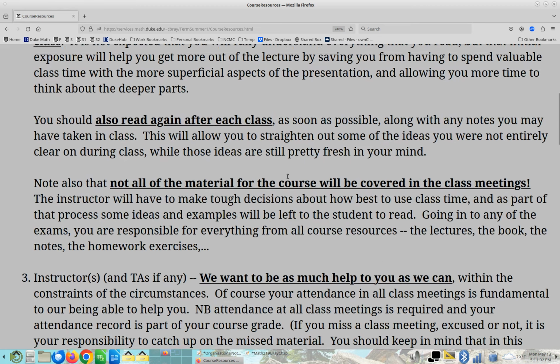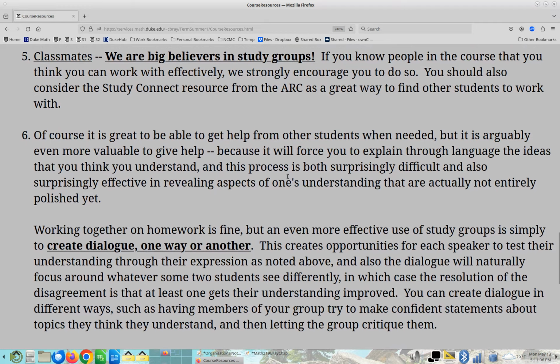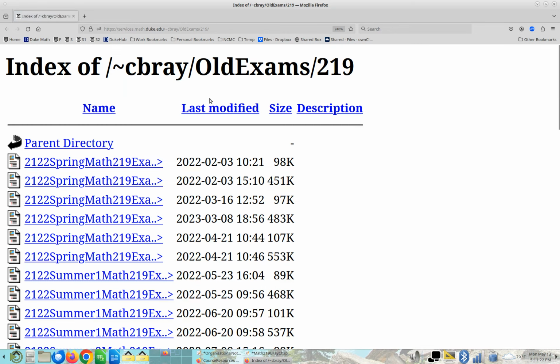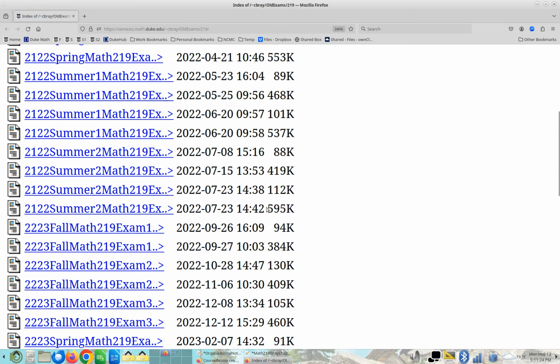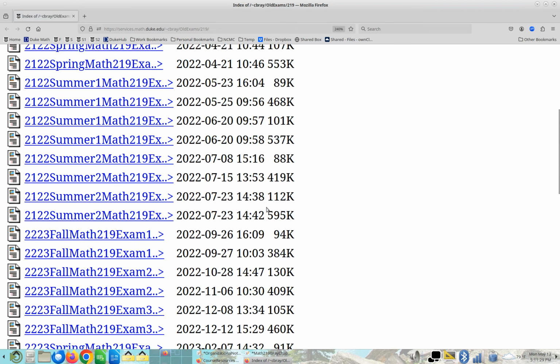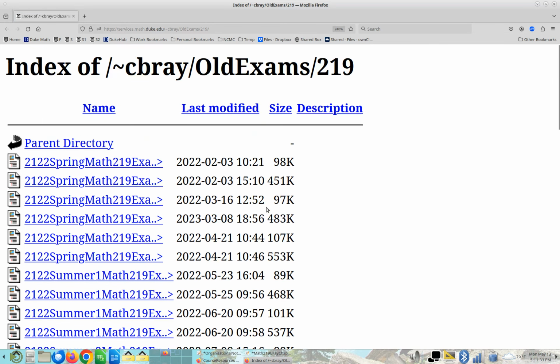And then various other things, and again, this is all important. Make sure to read all this stuff. But I like to come down to this section right here. Item 7, and this is where I have this massive cache of all of my old midterm exams. Now, the Math 219 list is not huge. I've only been teaching Math 219 for a couple of years now because it's only existed for a couple of years. Nevertheless, that's a pretty useful list of old exams.